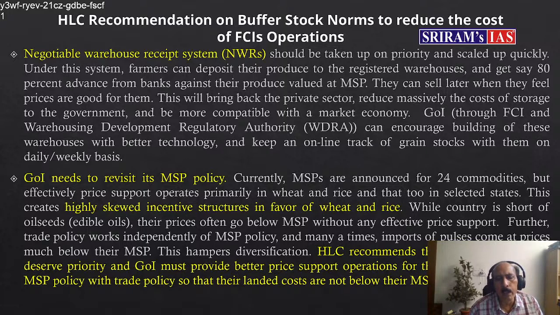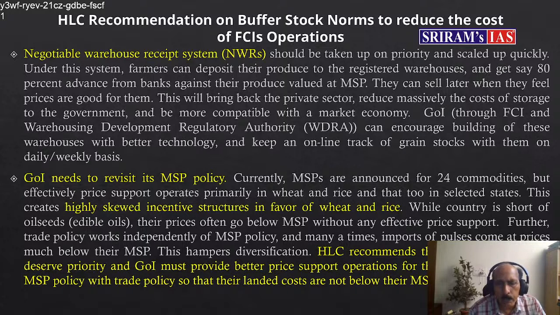Another important recommendation made by the committee was regarding the MSP policy, because the MSP is announced for 24 commodities, but the FCI and the other procurement agencies are only procuring wheat and rice to meet the requirement of the PDS system.